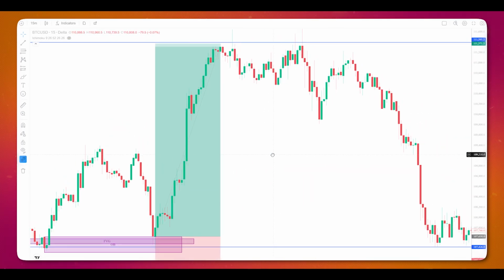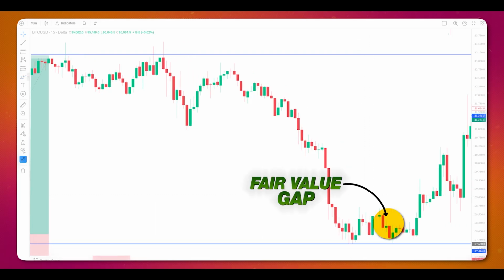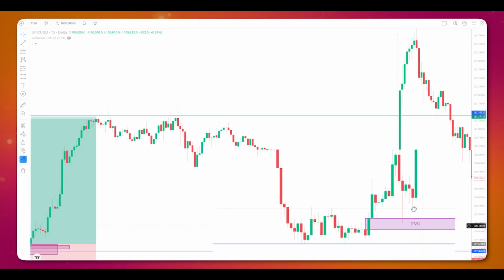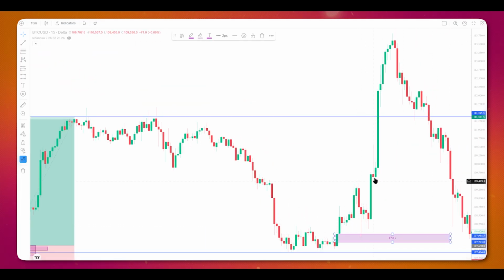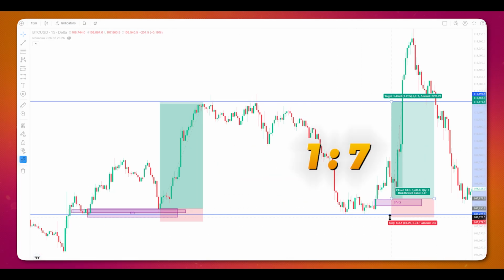Now, when the price came back again into the support zone, we also noticed a fair value gap. So we marked this FVG and waited. After just a few candles, we took our entry. Our stop loss was placed near the support zone, and for the target, we focused on either the last swing high or the resistance level. The resistance level was our main target. As you can see, the target was hit again, and here we achieved a 1:7 risk to reward ratio. Once again, the stop loss was below the swing low. In this setup, both trades hit their target.